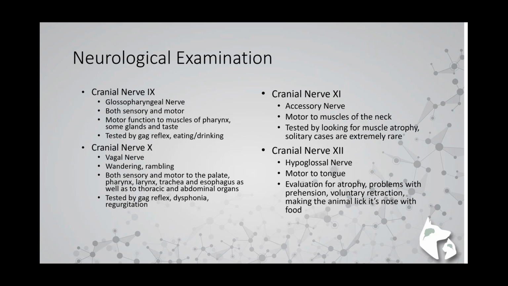10 is your vagus nerve, has tons of different purposes, and is named in Latin because it's wandering and rambling, has a really long pathway, but mainly know that there's sensory and motor input from this nerve to the palate, the pharynx and the larynx, the trachea, esophagus, also to some of the thoracic and abdominal organs. Again, we're going to test this by gag reflex. Any kind of voice changes or dysphonia, or signs of regurgitation, that the esophagus is not working appropriately to move food down to the stomach.